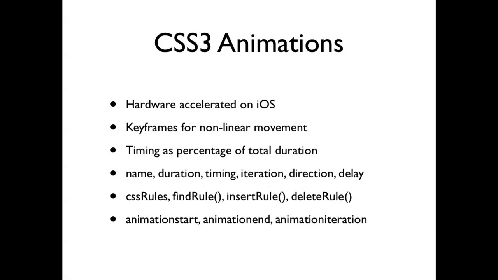From there, you can use find rule, insert rule, delete rule to go ahead and modify and dynamically change any of the properties inside that animation at runtime if you want to change them, for example, based on the size of the screen for different tablet resolutions and things like that. You can go ahead and do that. Of course, you might use media queries there as well.